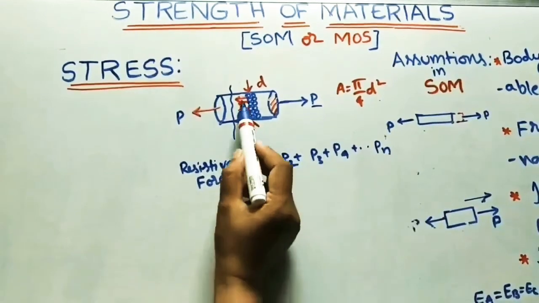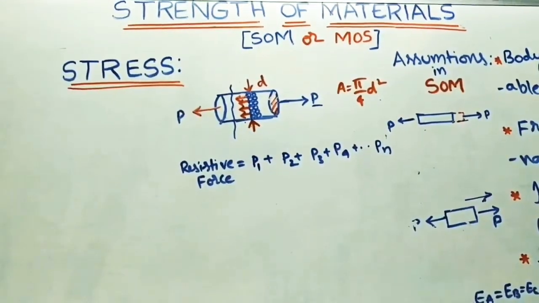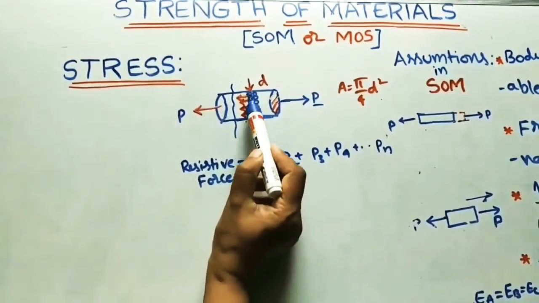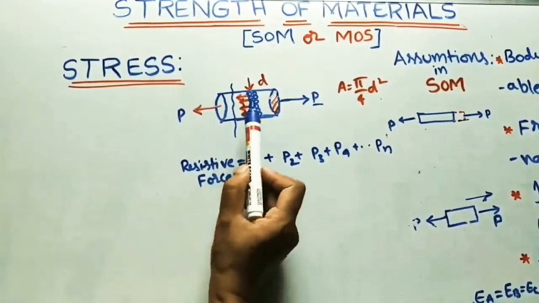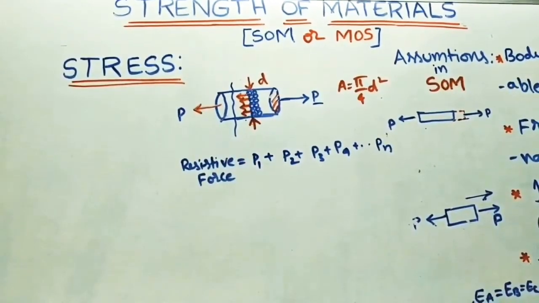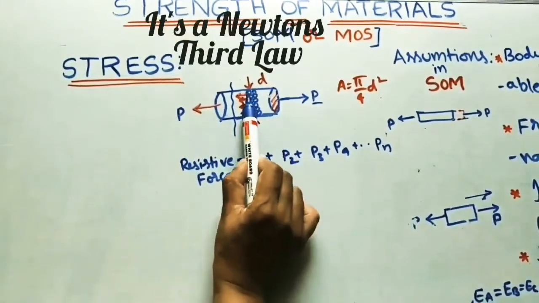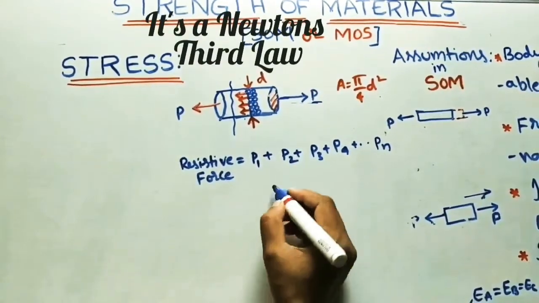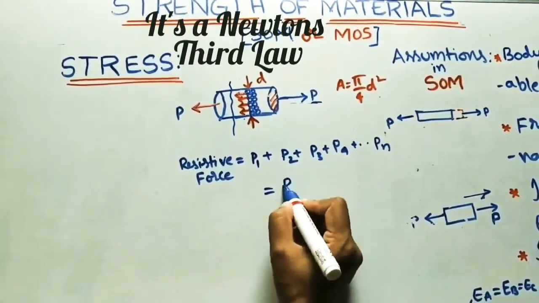The sum of all these resistance forces is called the total resistive force. Is there any method of calculating internal forces? It is difficult to calculate each and every molecule's force inside the body. So for equilibrium, the sum of all resistance forces is equal to the applied force. So I am taking this as the applied force.